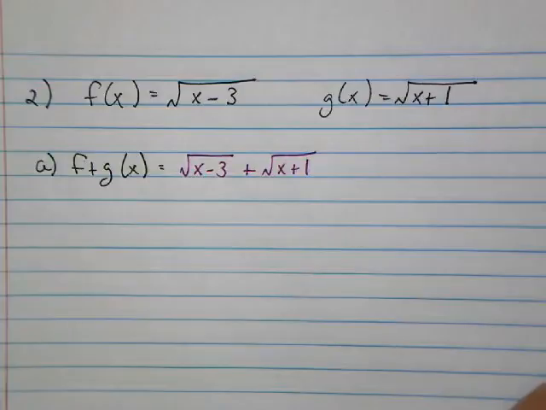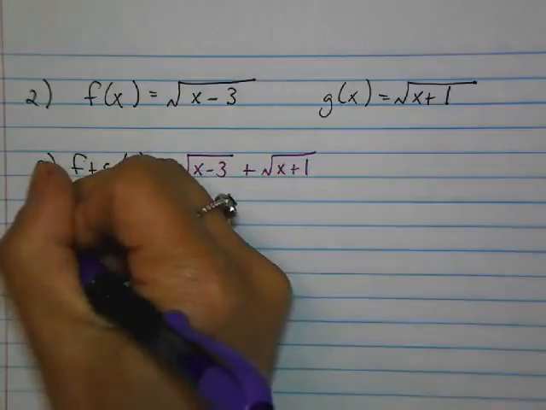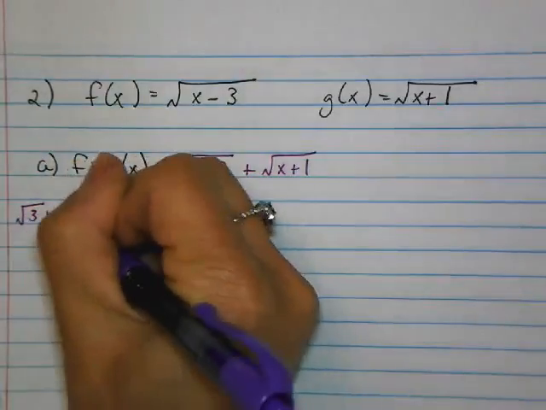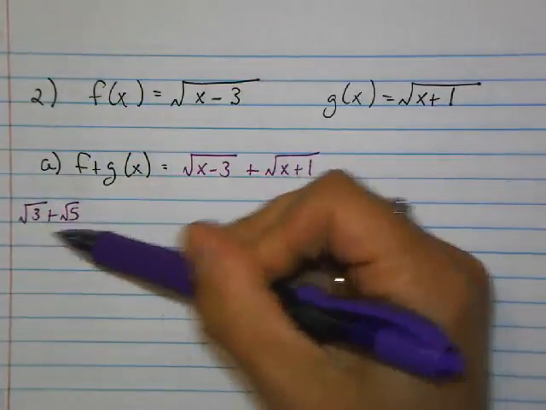It's kind of like if you did the square root of 3 plus the square root of 5. You can't put those together. They would actually have to be the same underneath the square root. Okay, so believe it or not, we're finished.